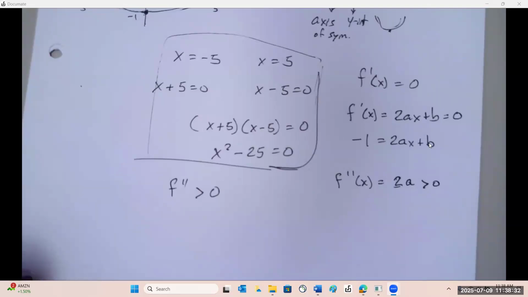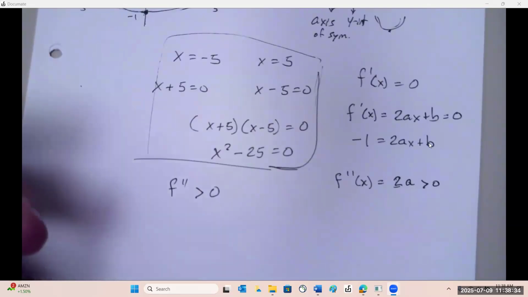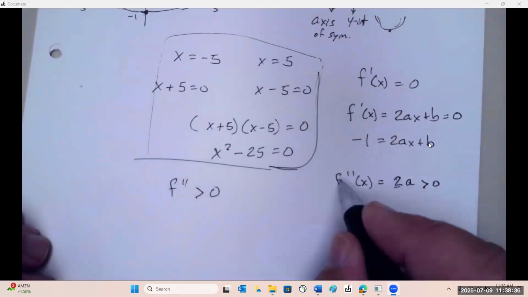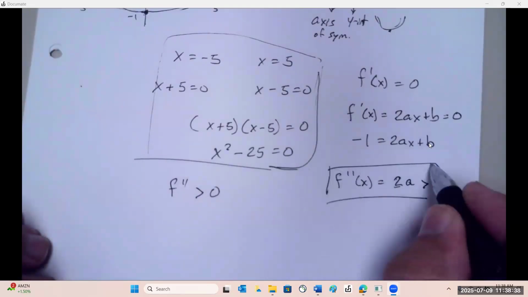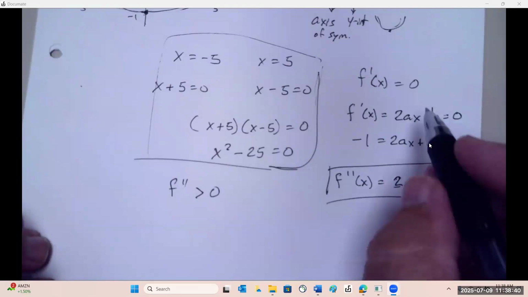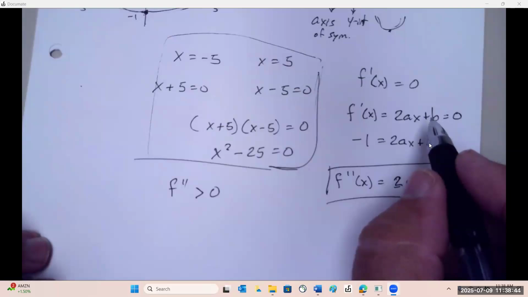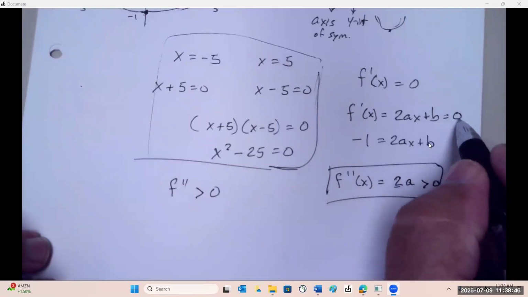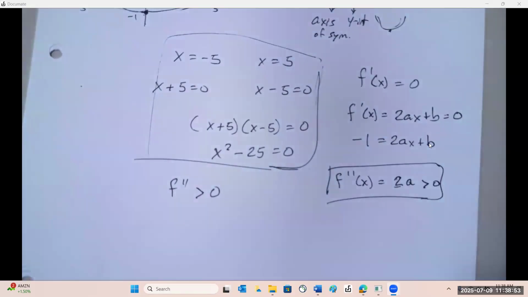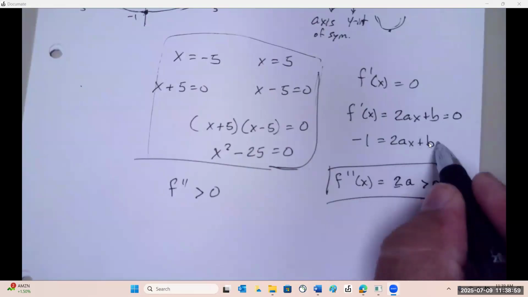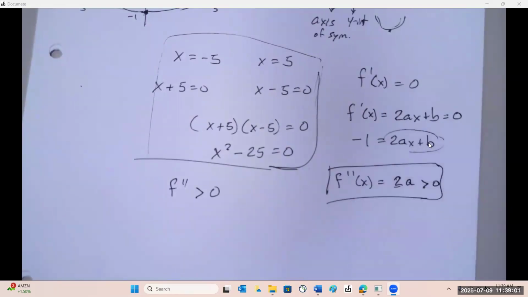Okay, so far so good. We know the facts of this thing. The second derivative, concavity, has to be up. The first derivative is the slope of the curve. We know the slope of the curve is 0 at the point 0, -1. So that means all this has to equal -1.